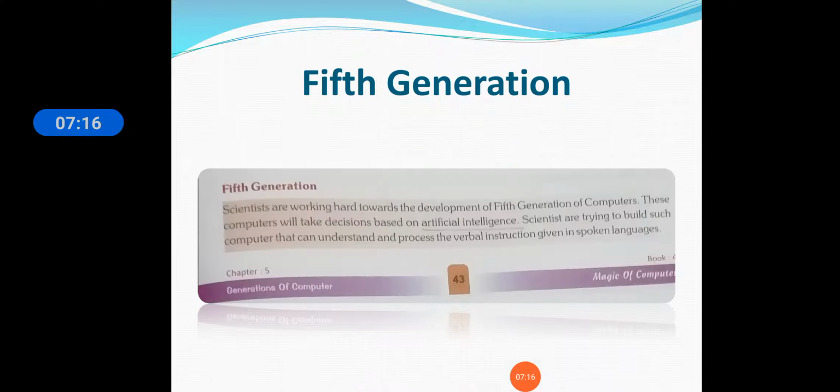Now let us see the fifth generation of computers. Scientists are working hard towards the development of the fifth generation of computers. This computer will take decisions based on artificial intelligence. Scientists are trying to build such a computer that can understand and process verbal instructions given in spoken language. Now, work on this fifth generation is going on, it is not introduced yet, but scientists are trying to make the fifth generation of computer, in which the computer will take decisions based on artificial intelligence. Okay, our computer will take decisions out of its own intelligence.